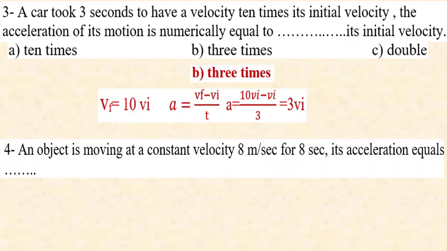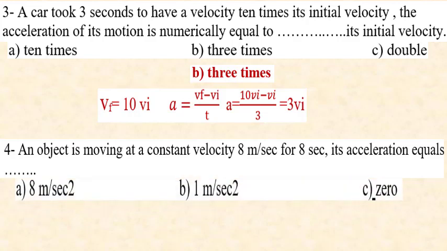Number 4. An object moving at a constant velocity, which is 8 meters per second, for 8 seconds. So the acceleration equals 8 meters per second squared, 1 meter per second squared, or 0. Again, return to the question. An object moves with constant velocity. The constant velocity means that the object has no acceleration, right? So the answer is 0.